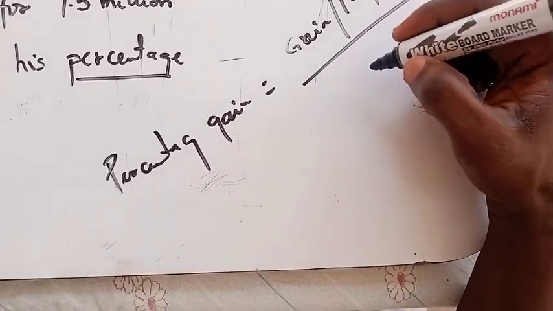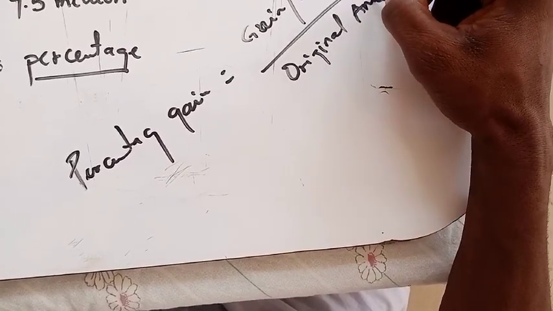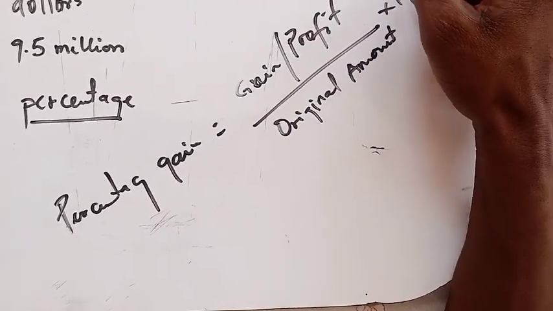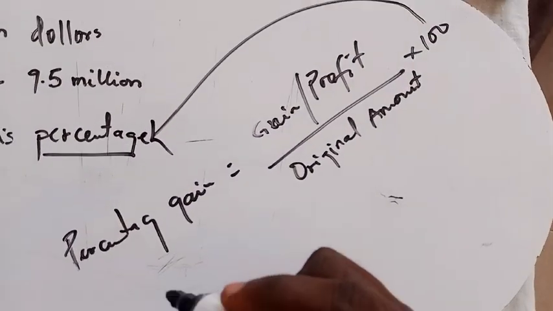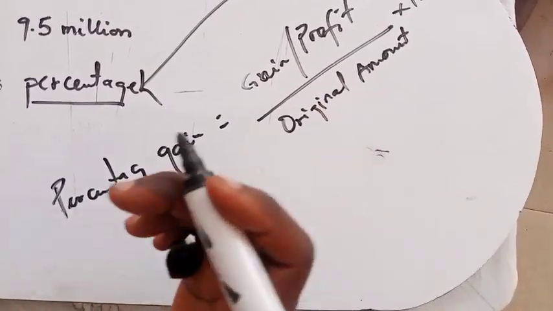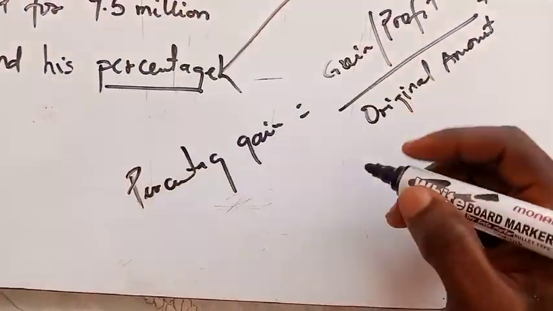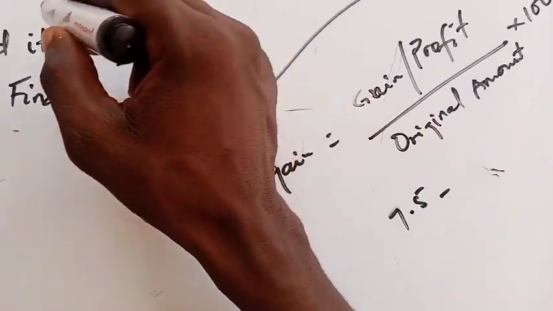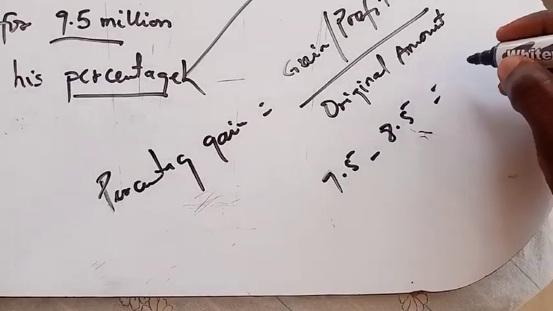So the original amount here. Which one is the original amount? We will see that in a second. And then everything multiplied by 100. Because of this word percentage, we want to equate that to 100% and see how, if you share that among 100 people, which part we are going to take. Now, what is the gain here? Obviously the gain is the amount sold, which is 9.5, minus the previous price that you bought your vehicle, which is 8.5. That is obviously going to be 1, right?